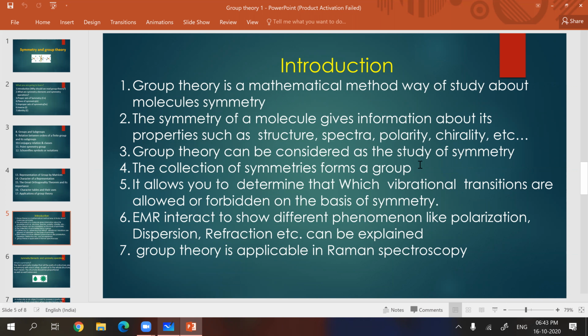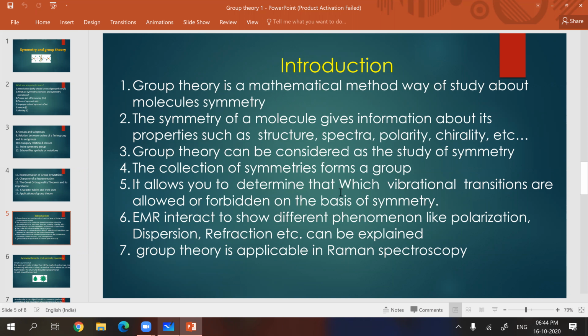Group theory can be considered as a study of symmetry. Here, what we are going to read is the symmetry of compounds, different types of molecules. A collection of symmetry elements forms a group. If you take a molecule, it may have different symmetry elements, so then it comes under a particular group. That we have to discuss.